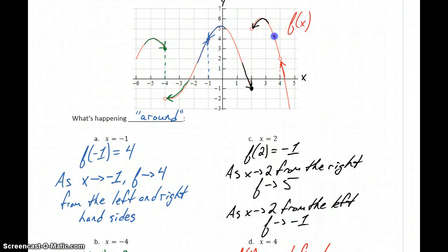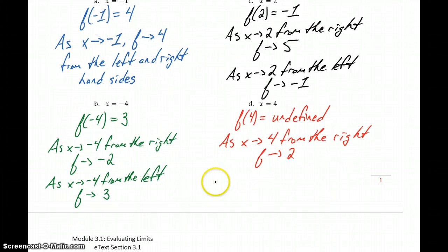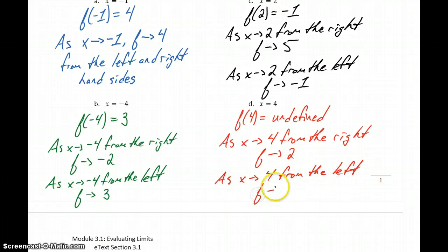And we'll see that the same thing happens as we approach from the left. So in this case, as we approach from the left and the right, we're getting closer and closer to the same function value of 2. So as x approaches 4 from the left, our function value is approaching 2.